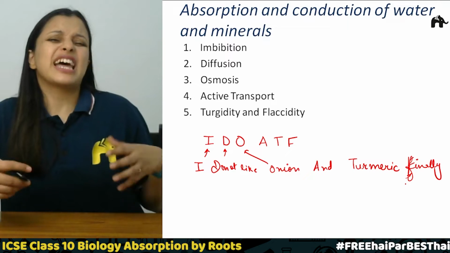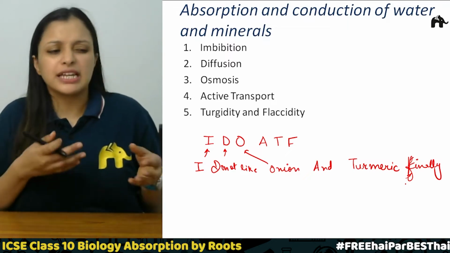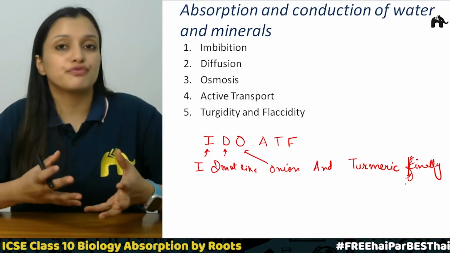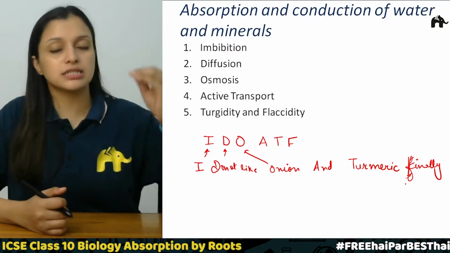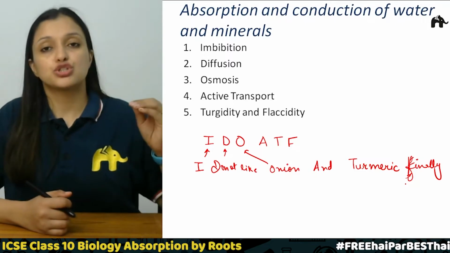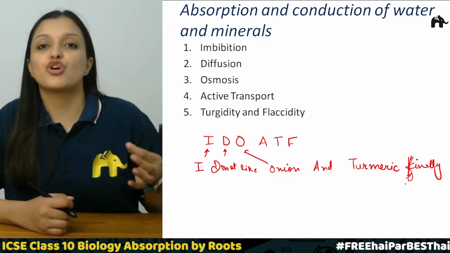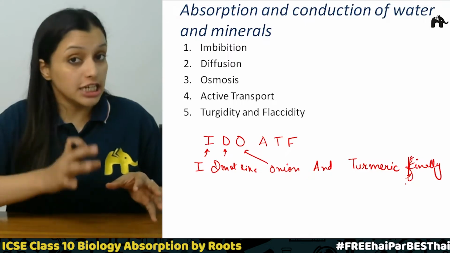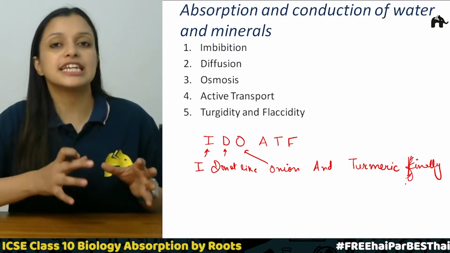So it is like I tasted something, I did not like onion and turmeric taste, right? So this is my way of recalling these phenomena, right? So you can always make your own mnemonics, correct? So now we will be discussing each of these phenomena in detail.